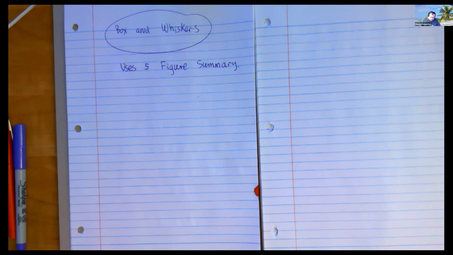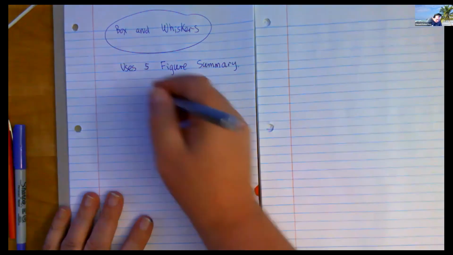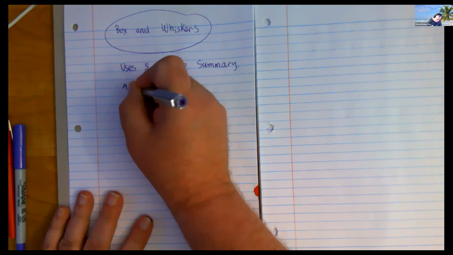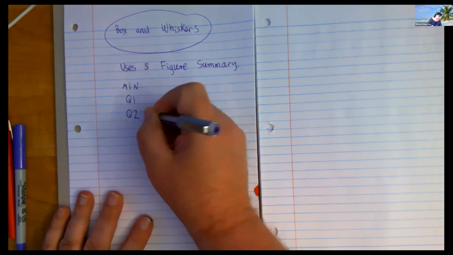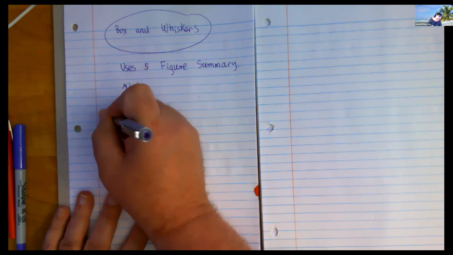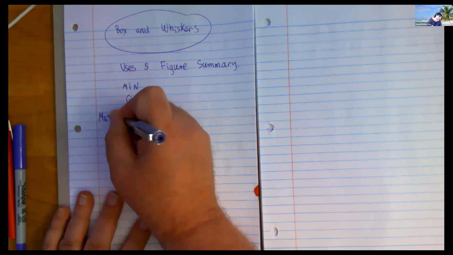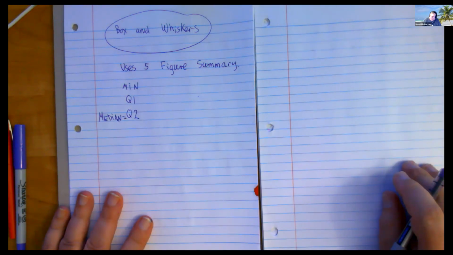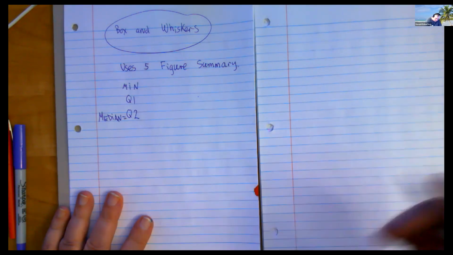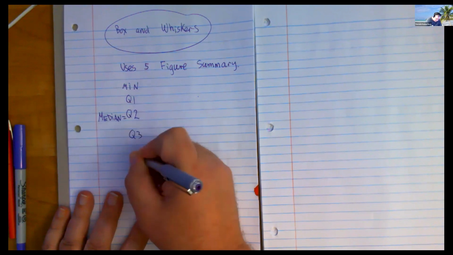Check my time here. The 5-figure summary is the minimum, Q1, Q2, which, by the way, Q2 is just another name for the median, just in case you look at a textbook and you see it's called Q2. Q2 is the median, and Q3, and then the maximum.